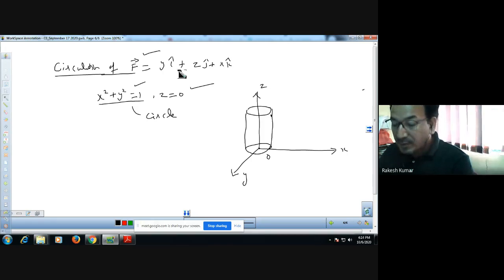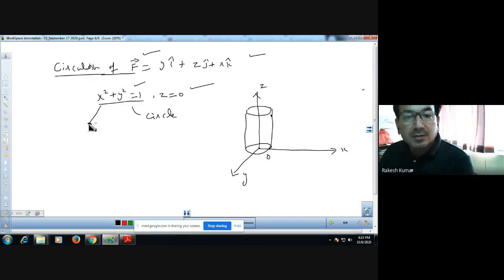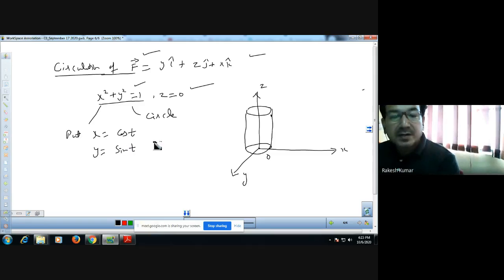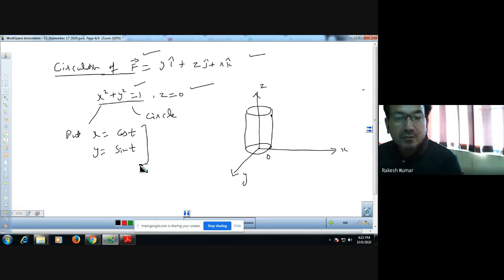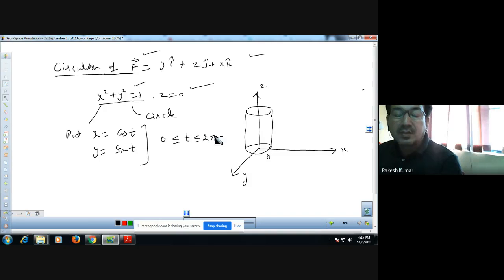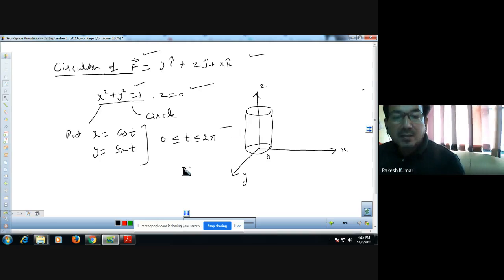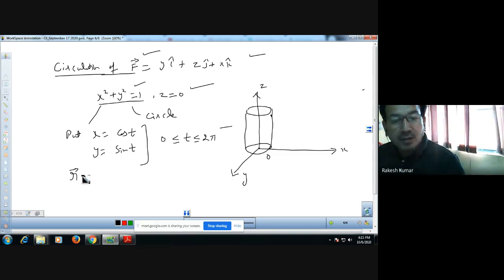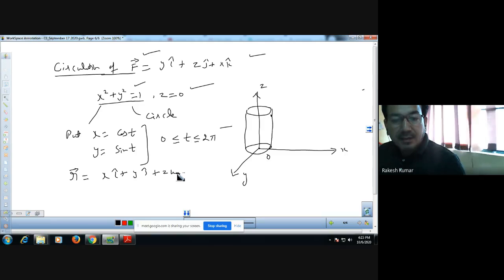So F is given to us, that is y i plus z j plus x k. Now, for this equation of circle, we can find the parametric equations. The parametric equations are x equals cos t and y equals sin t, or you can say the polar form of the equation, where t has limits 0 to 2 pi, because the circle represents a complete revolution of 360 degrees. So we will be able to find the position vector r, that is x i cap, y j cap, and z k cap.